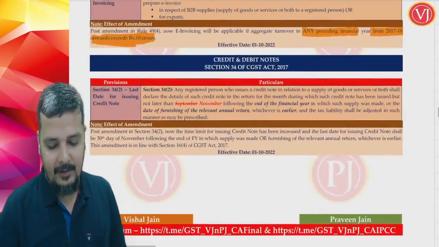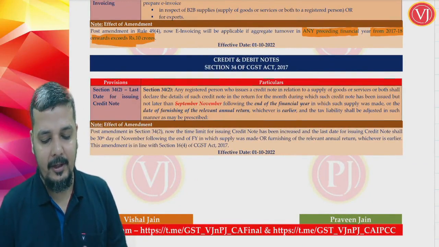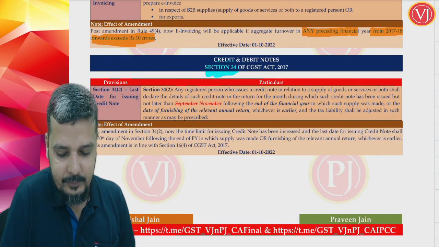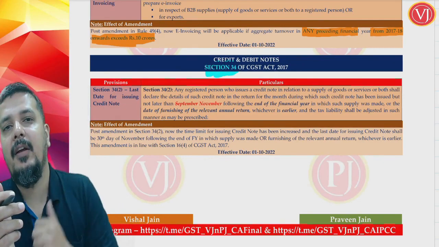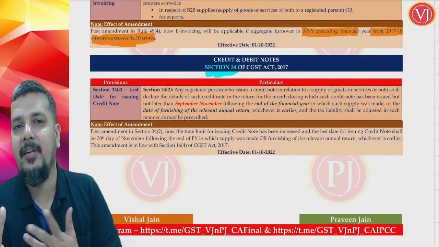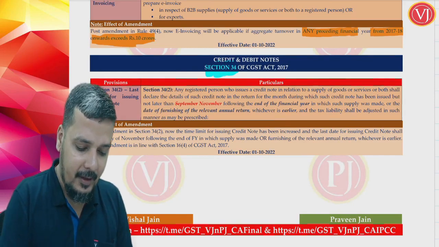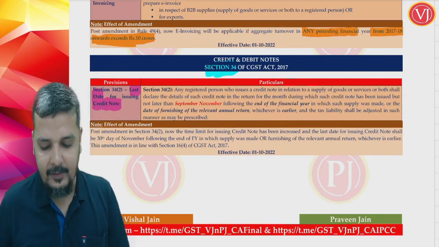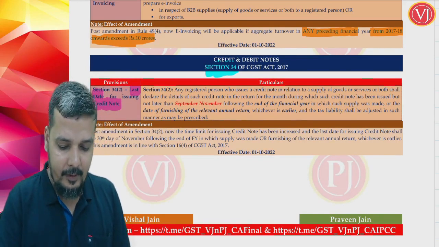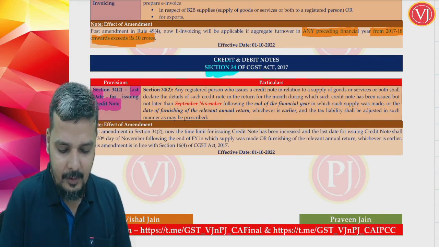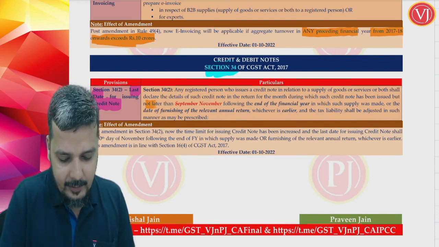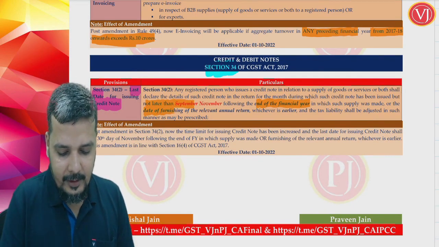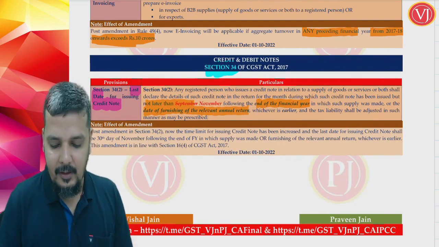Now one more amendment has come in the document chapters related to credit note and debit note, Section 34. There is no time limit for giving a debit note or supplementary invoice, where you have to pay extra output tax, but there is a time limit for giving a credit note. Previously, the last date was not later than September following the end of the financial year, or the actual date of furnishing the relevant annual return, whichever is earlier.